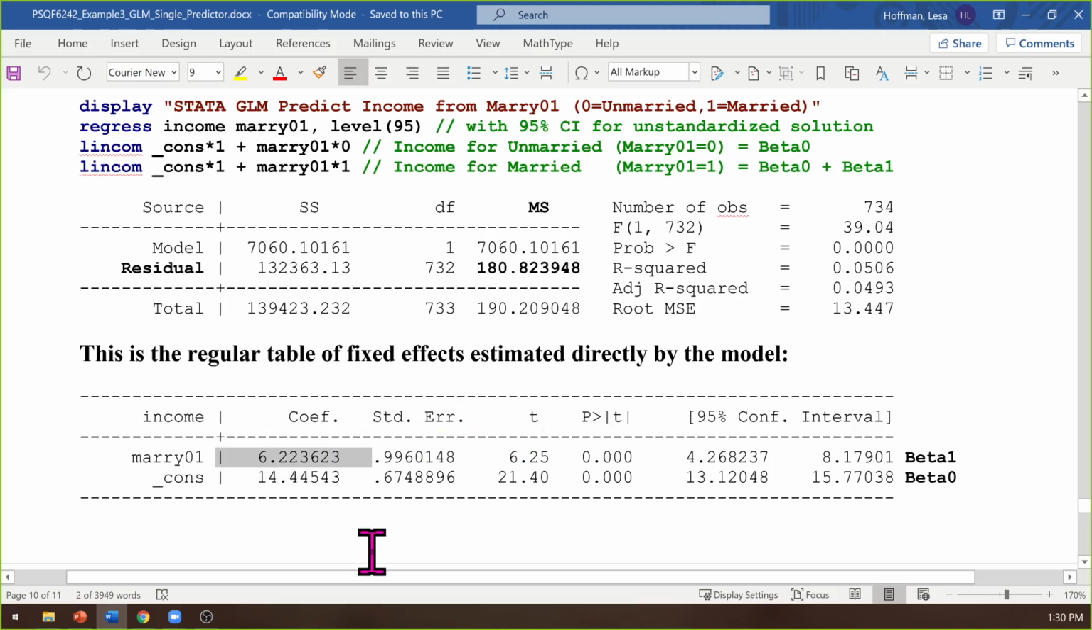So people who are married are predicted to make about $6,200 more a year than people who are unmarried. And this is personal income, not household income, by the way. Is that a lot? Is $6,000 more a year a lot? That's a lot of money. I can have a very nice vacation with $6,000 or maybe get a used car or something, but is it significant?